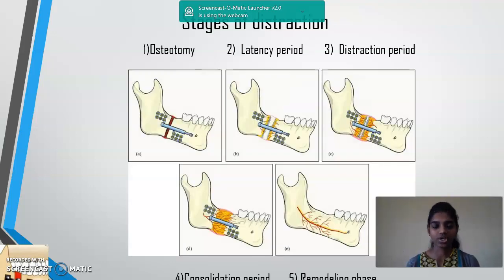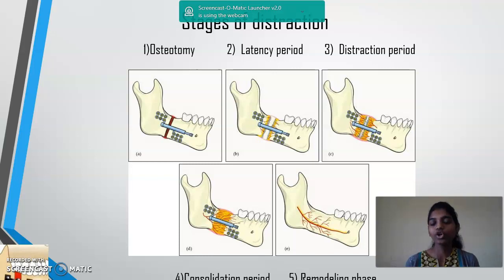Let's see the stages of distraction. First, an atraumatic osteotomy is done at the location, followed by a latency period where the distractor is placed with no mobilization of the osteotomized segment. In this latency period, since there is no mobilization, it allows time for primary bone callus formation between the osteotomized segments. If the latency period is too short, there will be poor callus formation and poor consolidation. If the latency period is so long that the callus becomes calcified, proper distraction cannot be achieved.